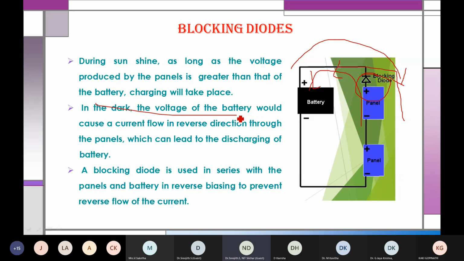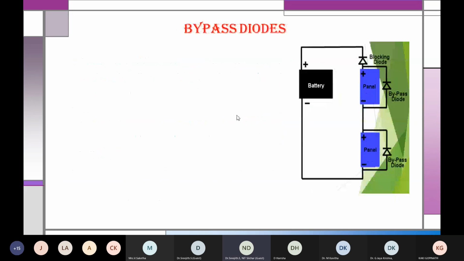Another diode is called the bypass diode. There are a lot of solar elements connected in series, right? Cells, modules, panels are connected in series. But in some situations, the output of one panel may go low. For example, if there is shading on that panel, say the solar panel is kept near a tree or a building. When shade falls on one panel and they are connected in series, the output of that panel will be less.